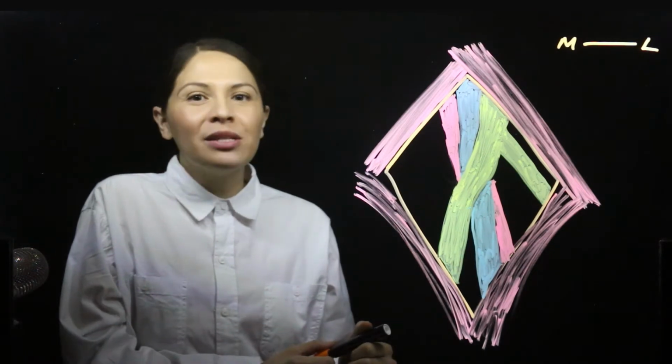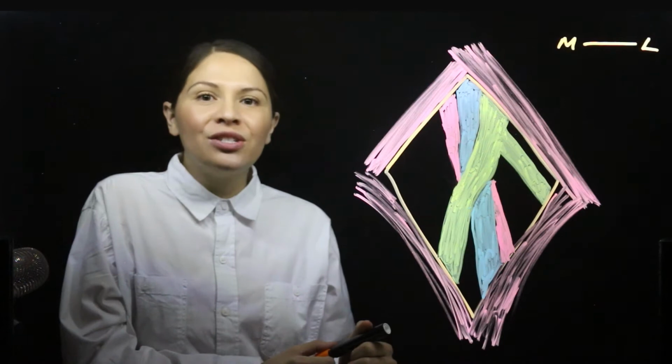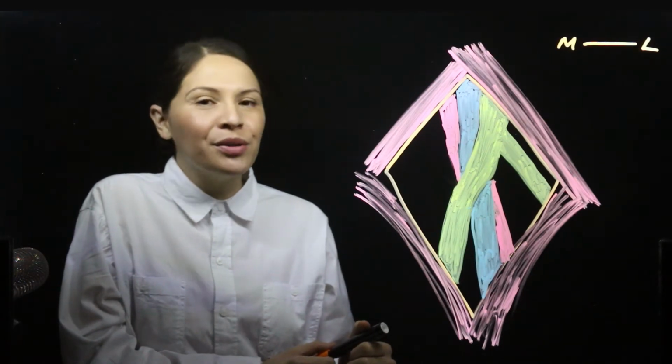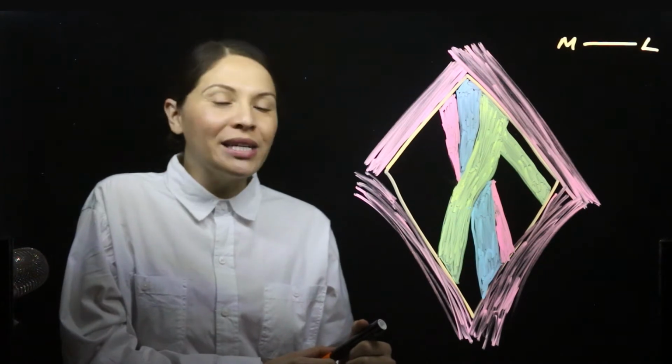In this video, I'm going to be talking about the popliteal fossa. So the popliteal fossa is a diamond-shaped compartment on the posterior aspect of the knee. It transmits important nerves, arteries, and veins.